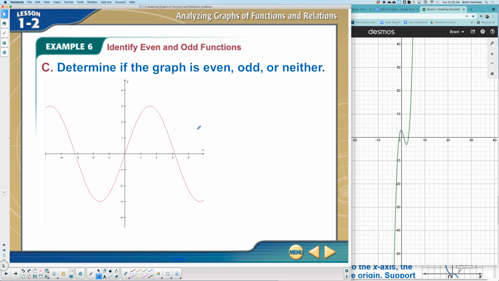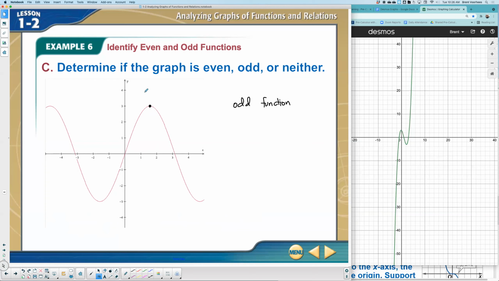Very good. Someone said odd, and they might be guessing, but they are totally right. You know how we prove this? So it does go through the origin, which is necessary, but here's how you'd prove it. You would take a point. So how high is that point? Three. And it looks like it's just short of somewhere in between one and two.